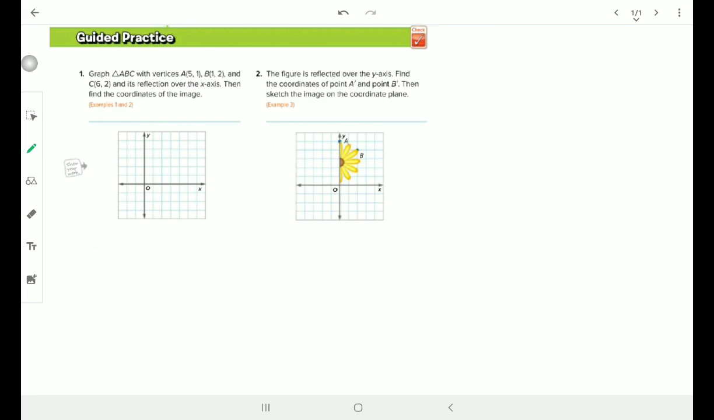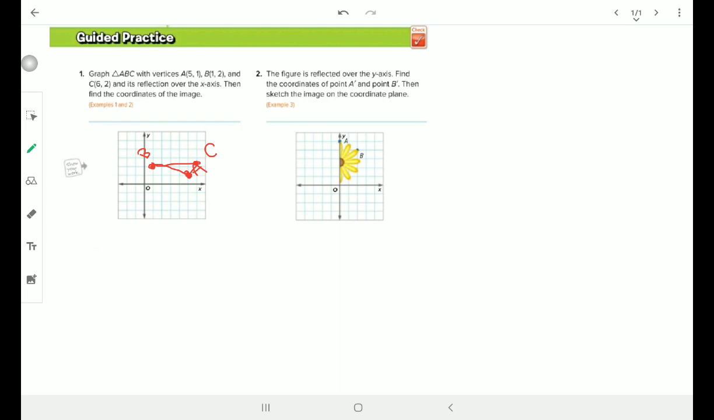So number 1 says graph triangle ABC with vertices 5, 1, 1, 2, and 6, 2. So let's go ahead and graph that first. So A is at 5, 1, so 1, 2, 3, 4, 5, and then up 1. So that is point A of my triangle. Point B is at 1, 2, so I'm going to go over 1 and up 2. That is point B, and point C is at 6, 2, so I'm going to go over 6 and up 2, and it's a little hard to see, but it's right here. And now we have this triangle here, okay? Now my lines aren't super straight, but you get the idea.